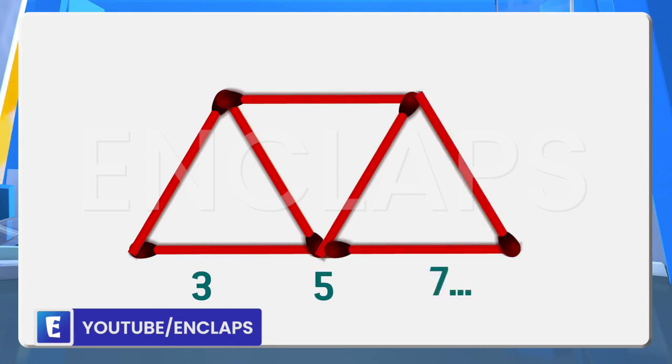If we consider this sequence of numbers of matchsticks for each triangle, we will get a sequence that is 3, 5, 7, 9 and 11. For first triangle 3, for first and second triangle 5, for first, second and third triangle 7. That is, for the first triangle 3 matchsticks, second triangle 5 matchsticks, third triangle 7 matchsticks.